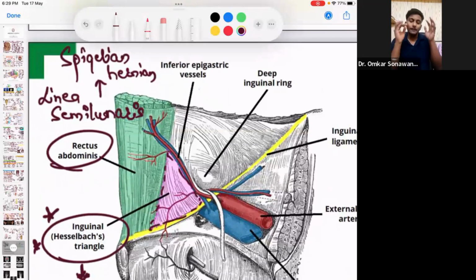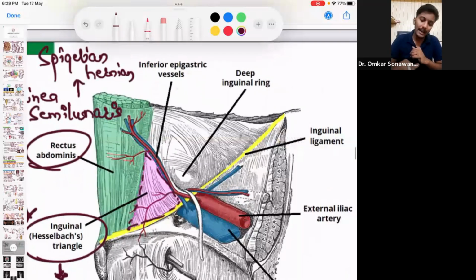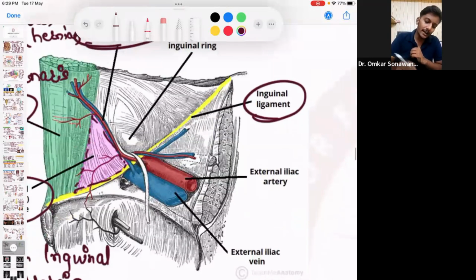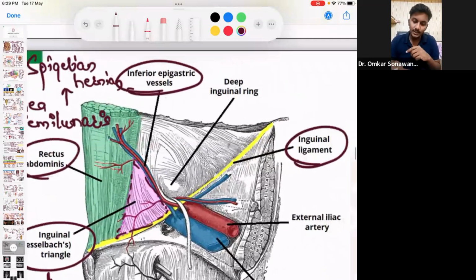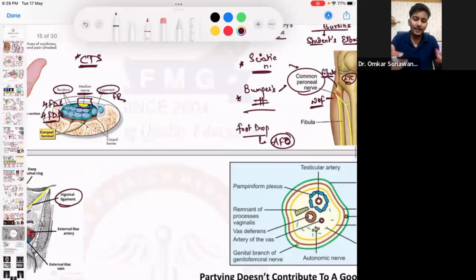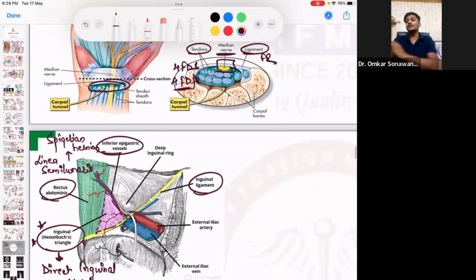Okay, it forms the medial border of the Hasselbalch triangle. Lateral border is formed by the inferior epigastric vessels, whereas the floor is formed by the inguinal ligament, or the inferior wall is formed by the inguinal ligament. कोई दिक्कत नहीं है इसमें, याद रखना. Please remember this. ठीक है? Then the inferior epigastric vessels are used as a landmark to differentiate between which two hernias? Indirect and direct inguinal hernia.